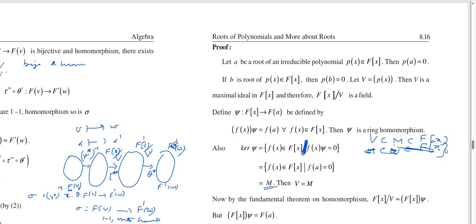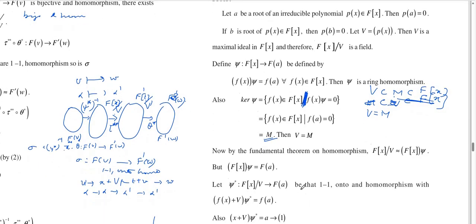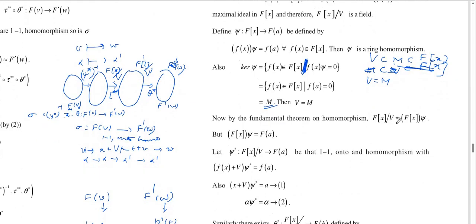So V contained in M contained in F[x], V is maximal, so one belongs to this, one does not belong to this, there is no other go, V equals M. So again the same explanation. So kernel ψ is just V. Now by the fundamental theorem on homomorphism, F[x] mod V must be isomorphic to F[x]ψ, but F[x]ψ is F(a). Same explanation.